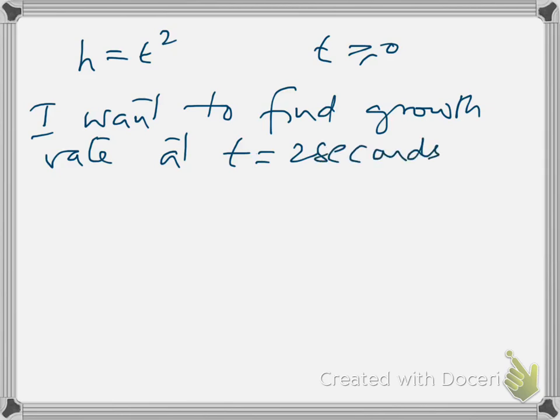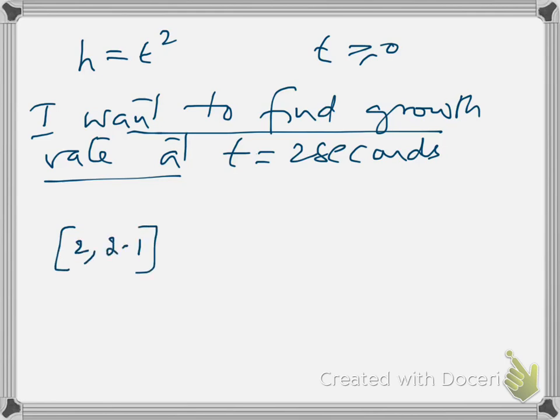At t equal to 2 seconds, that's what I want to find. So what we will do, first let us do a small gimmick, a small magic. I want growth rate, but first I will try to find average growth rate. So let us see. I want average growth rate from 2 to 2.1 seconds.